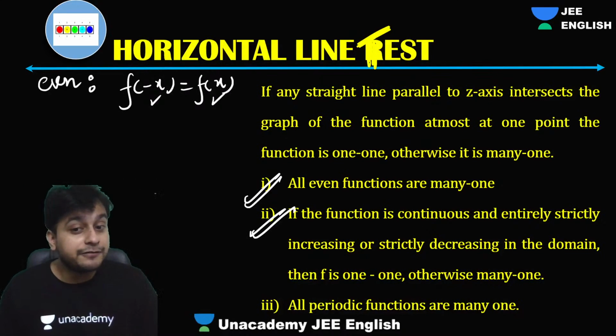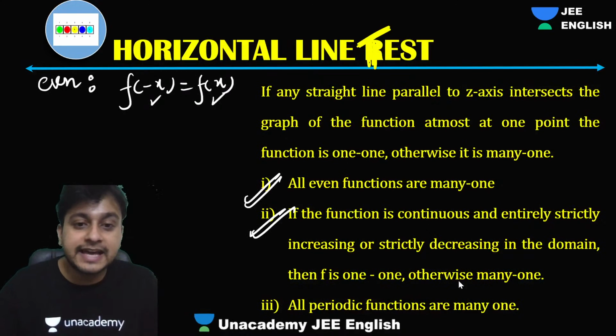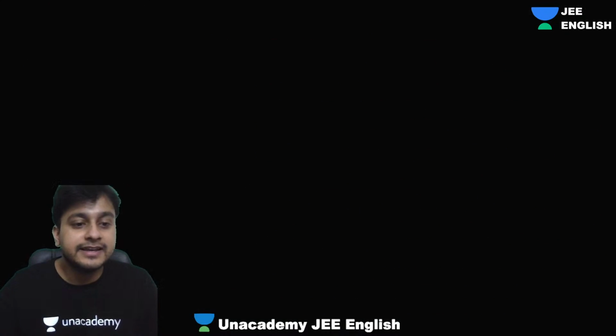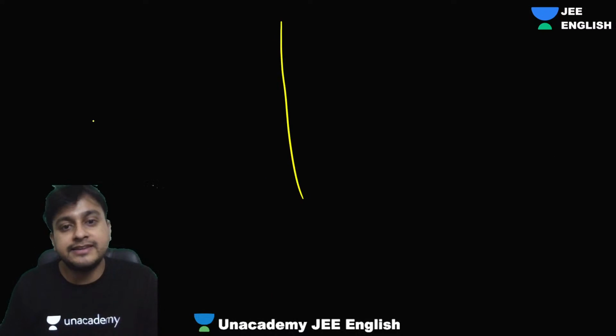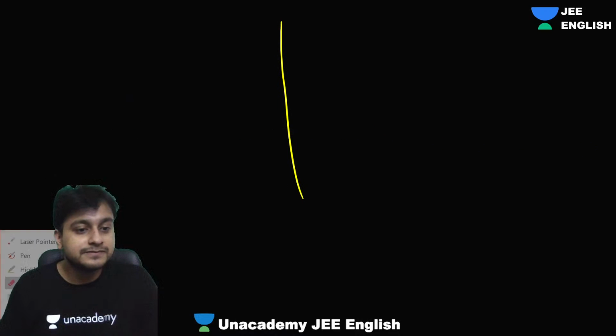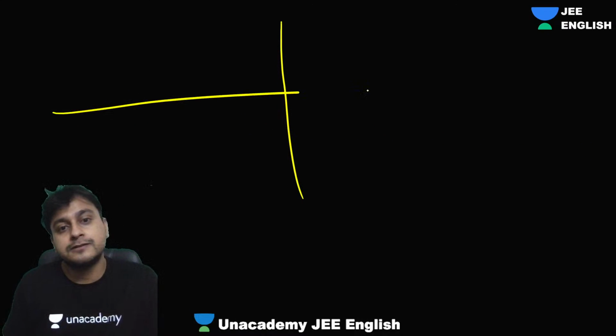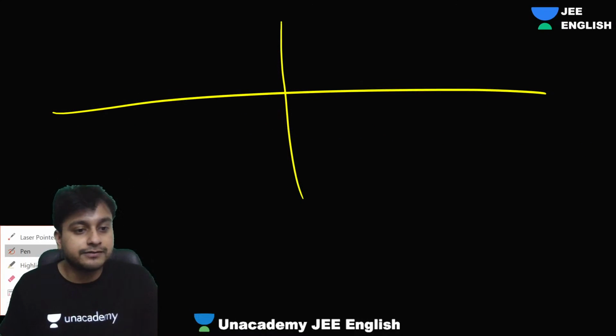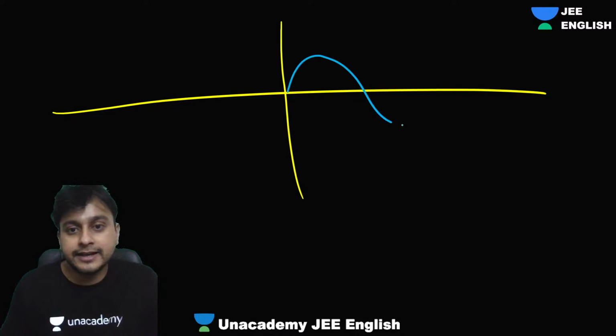All periodic functions are many-one, like sin x, cos x, tan x, isn't it? Periodic function means after an interval they are repeating their values. Obviously, they will be many-one only. Yes or no, guys? Let's look into this curve. Sin x.